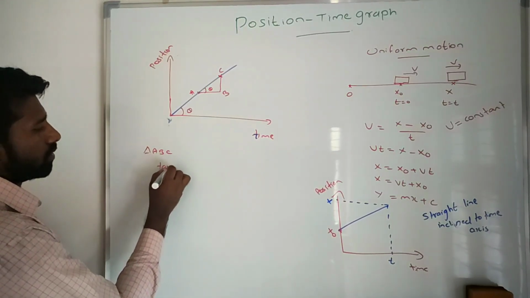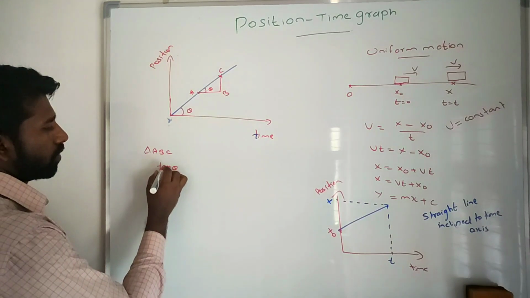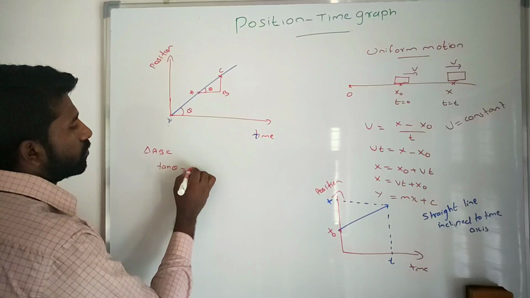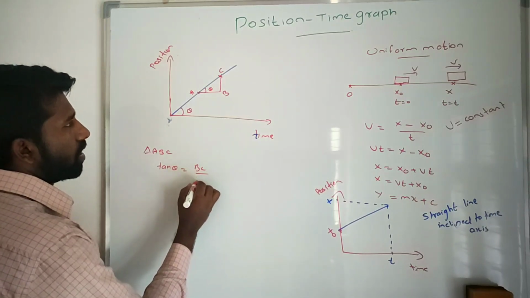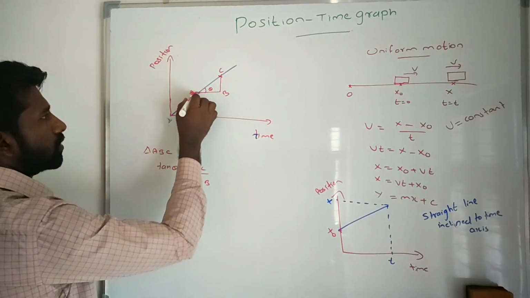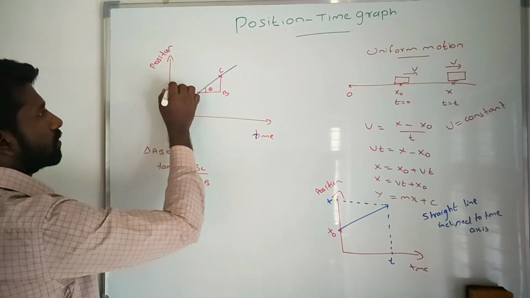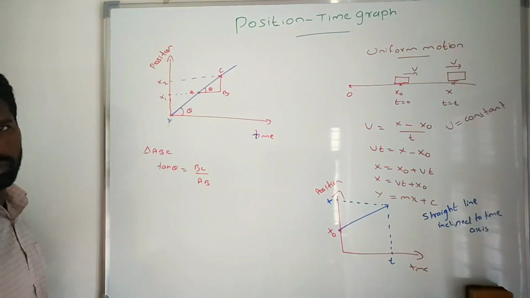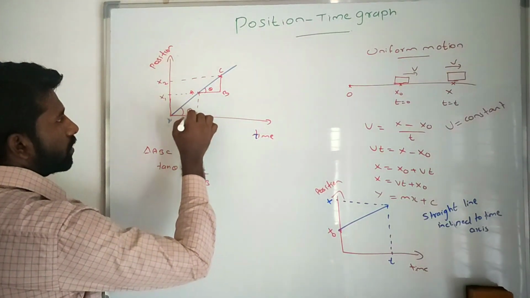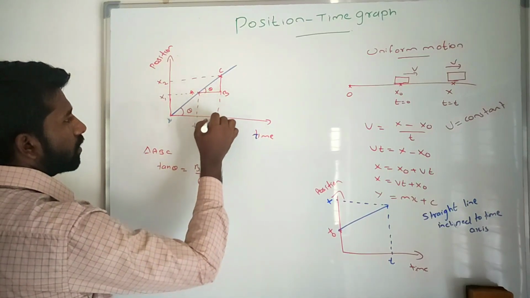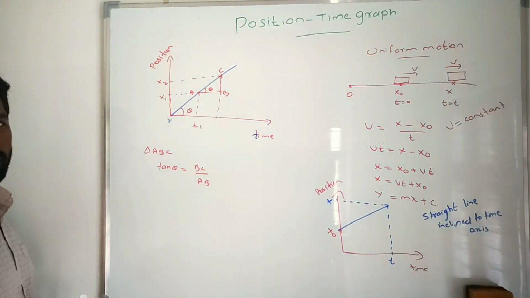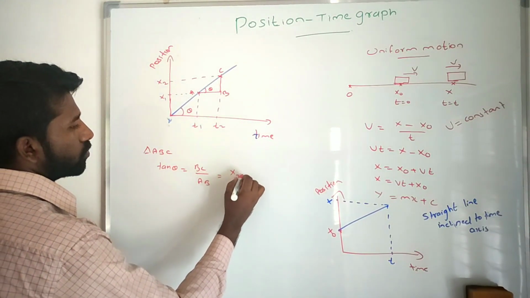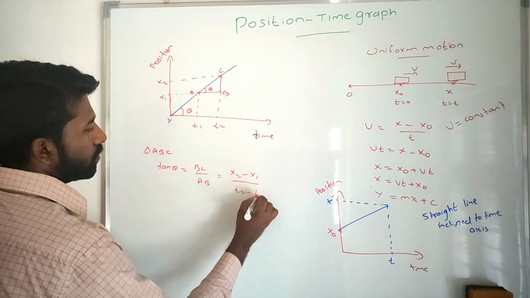what about tan theta? Tan theta is equal to the slope. Tan theta is equal to the opposite side, that is BC, divided by the adjacent side, that is AB. What is the opposite side? It intersects here, so here will be x1 and here x2. The time at x1 is t1 and the time at x2 is t2. I can write this as x2 minus x1 divided by t2 minus t1.